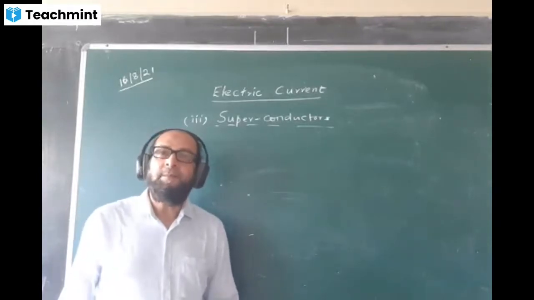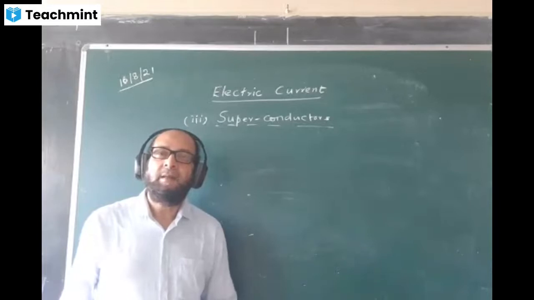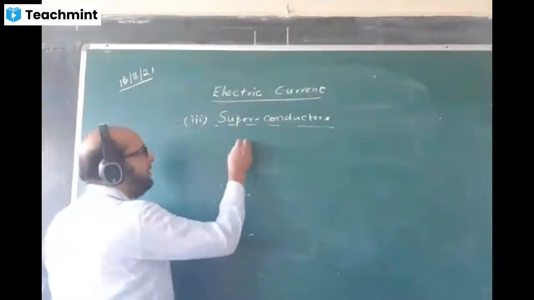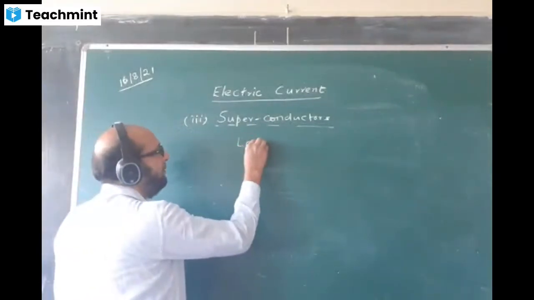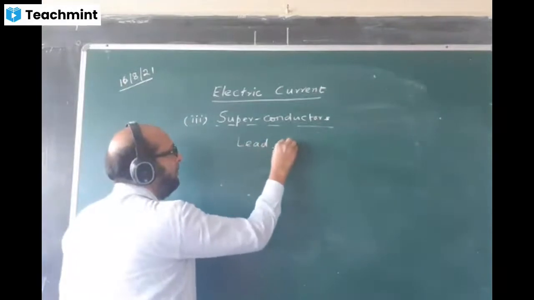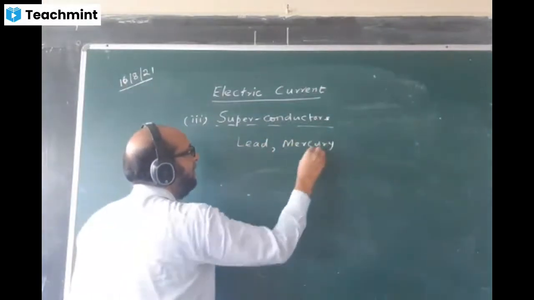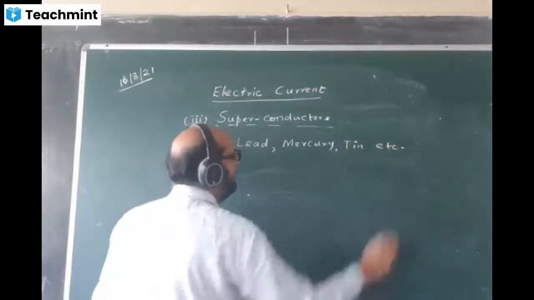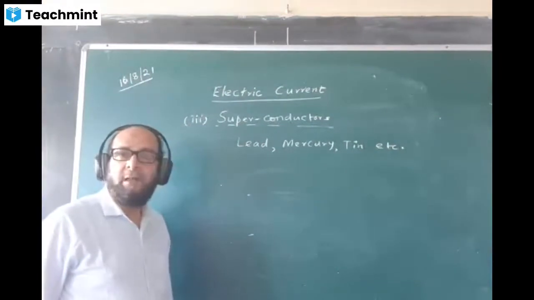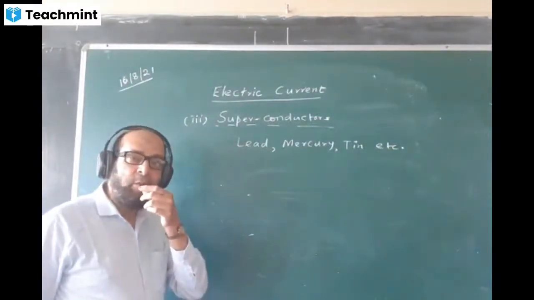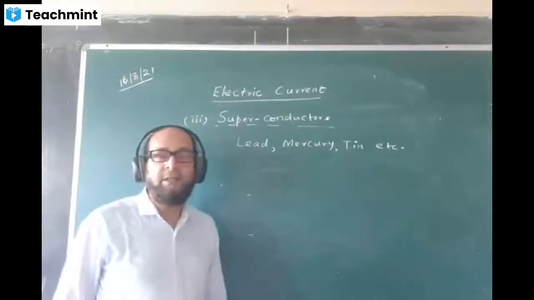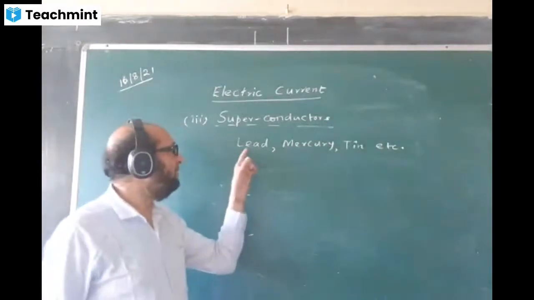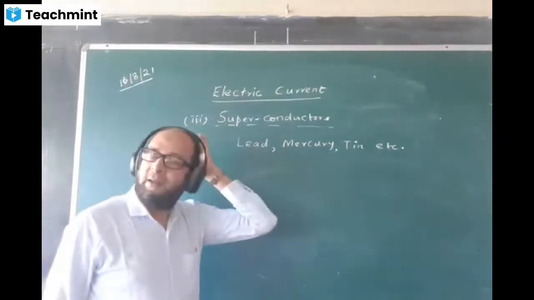Write on the same line: metals like lead, mercury, not copper. These are the metals. Metals like lead, mercury, tin, etc.